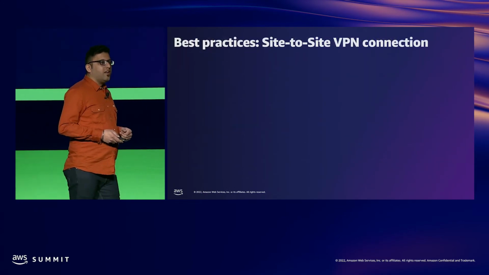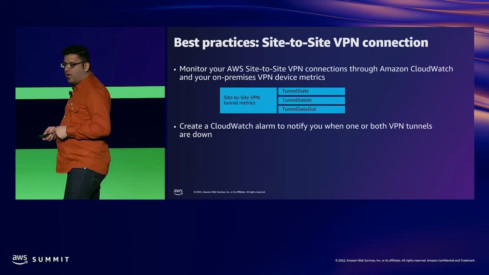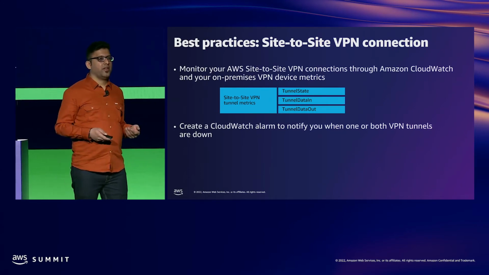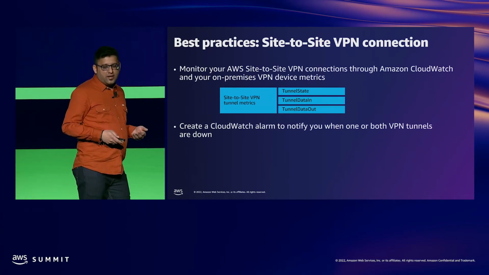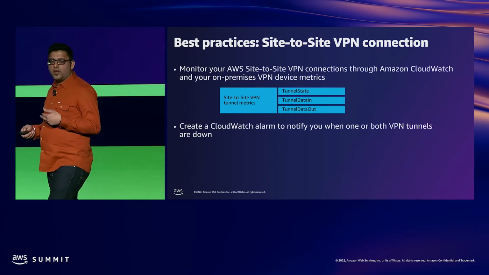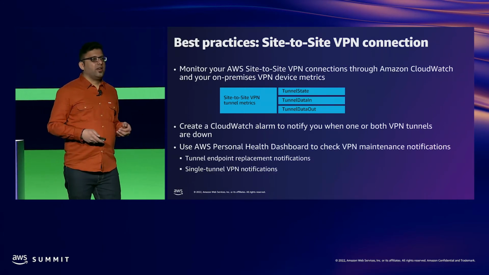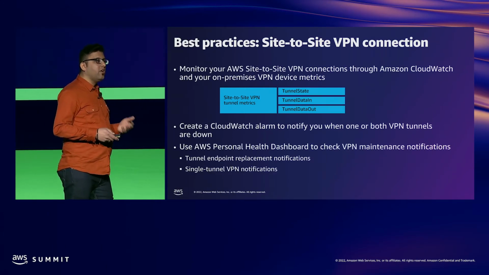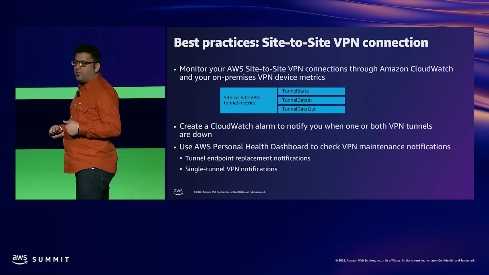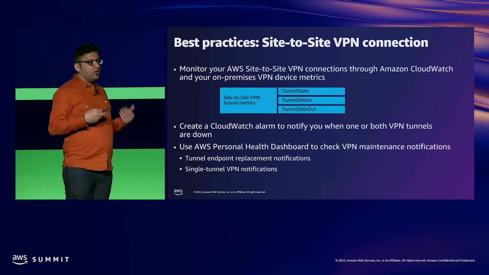Now let's understand what the best practices are for using a site-to-site VPN connection. We recommend you use Amazon CloudWatch to monitor your VPN connections. You can monitor things like the tunnel data in and out, as well as the tunnel state, whether your VPN connections are up or down. And you can also create CloudWatch alarms to notify you when either one or both of your VPN tunnels are down.